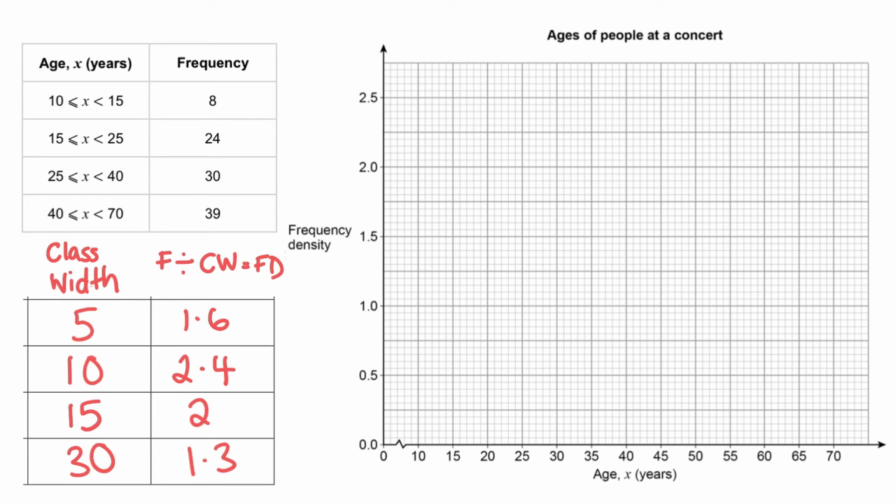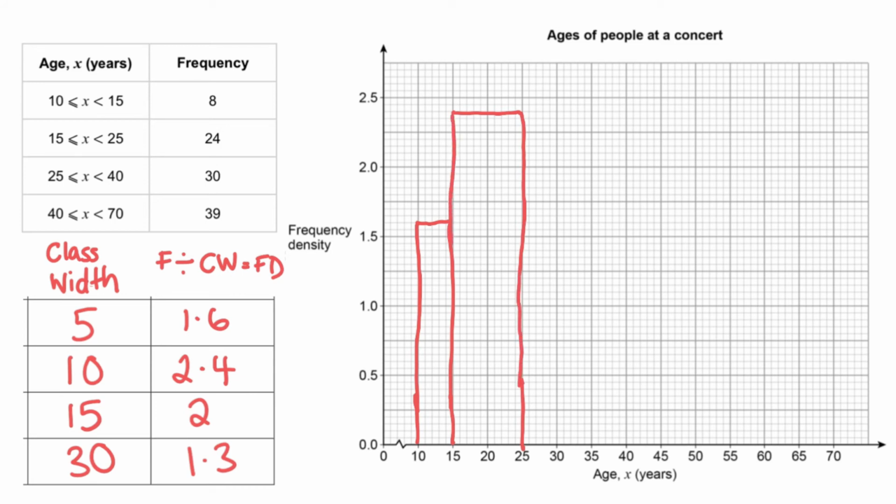So the first range is from 10 to 15, and the frequency density is 1.6, which is up here. So that's going to be our first bar. The next range goes from 15 to 25, and the frequency density is 2.4, so that's going to be up there. So this is going to be our second bar.